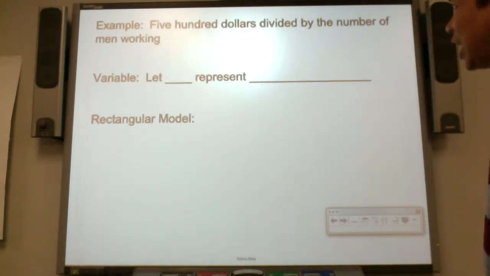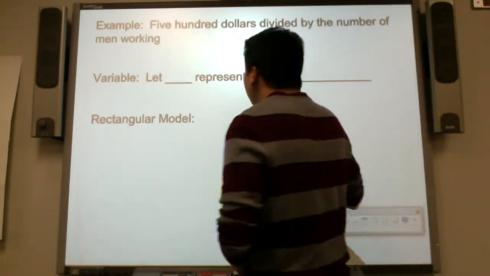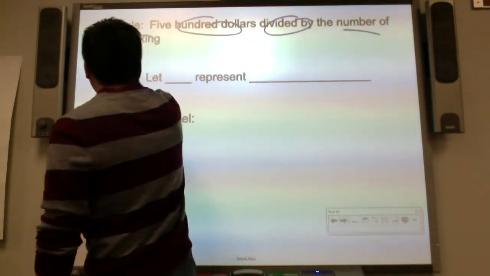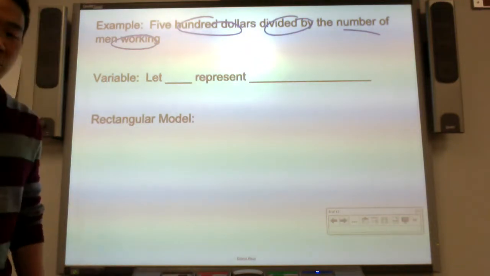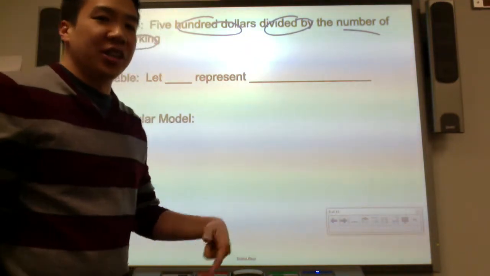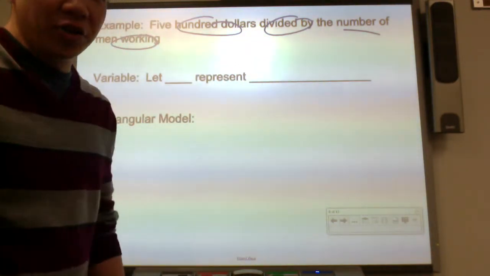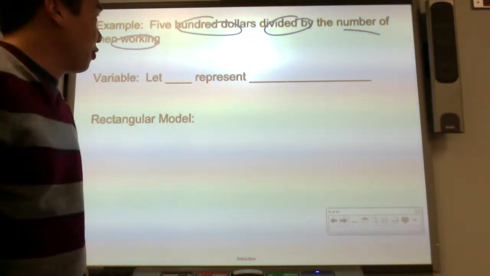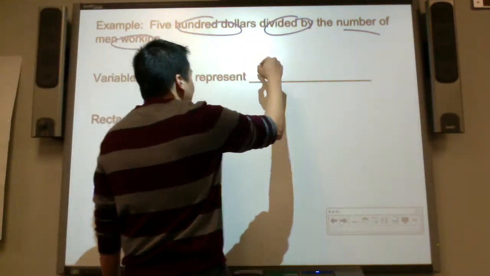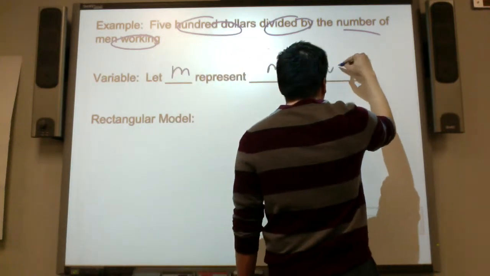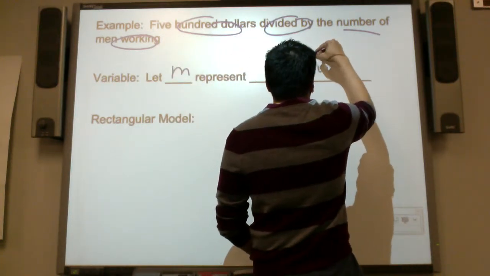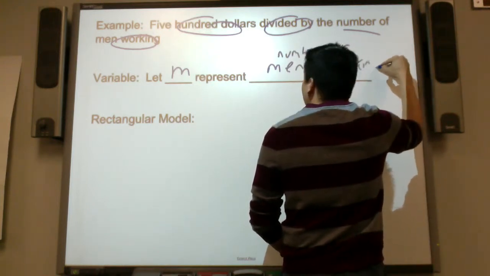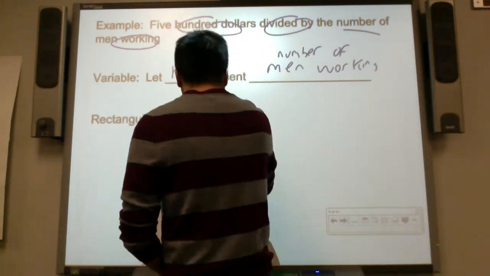Number 8: $500 divided by the number of men working. So I circle the keywords. What operation is it? Divided. So I know it's going to be division. Let's define the variable. The variable will be M. Let M mean the number of men working.